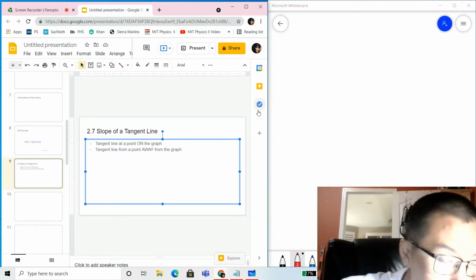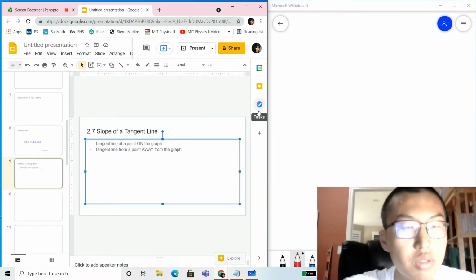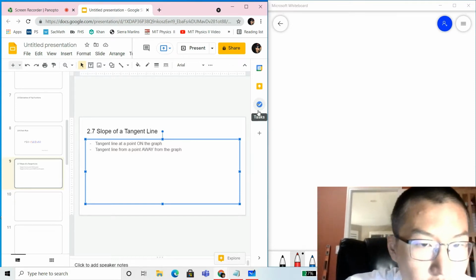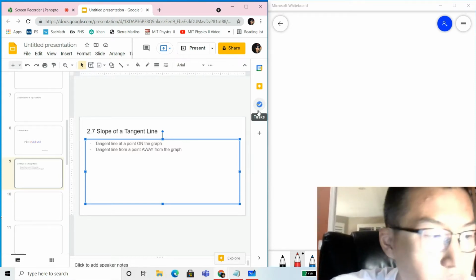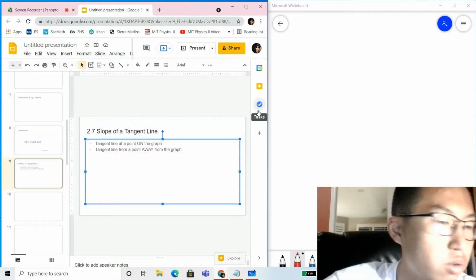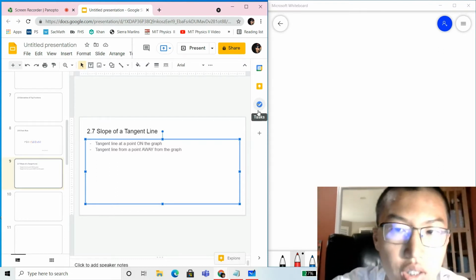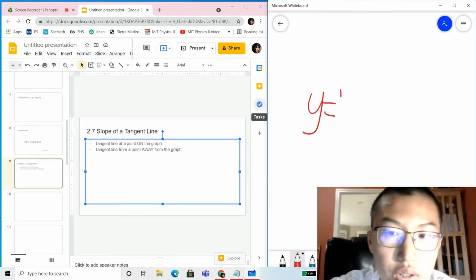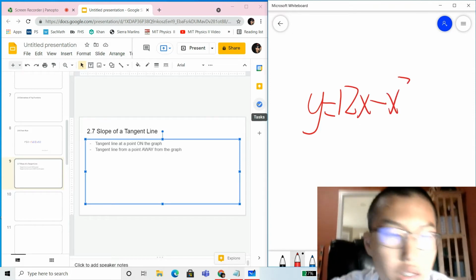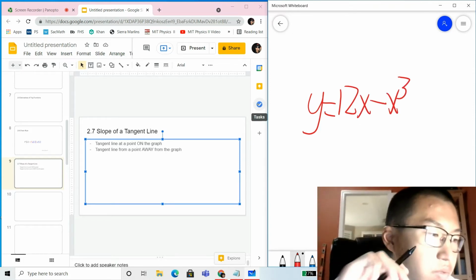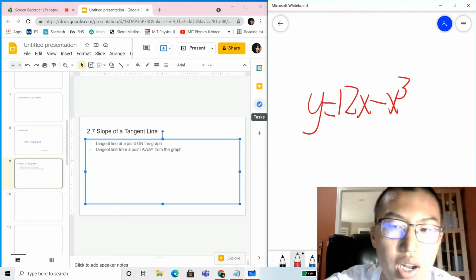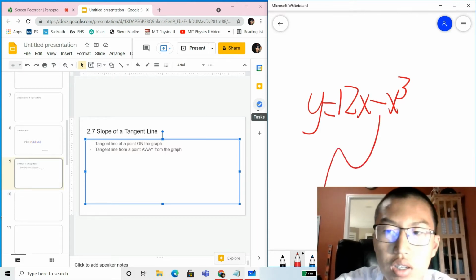It's the final lesson of this unit. Two things we're going to go over: the tangent line at a point on the graph and away from the graph. First, on the graph. So we have y equals 12x minus x cubed. When you find an equation of a line tangent to this graph, it looks like that.